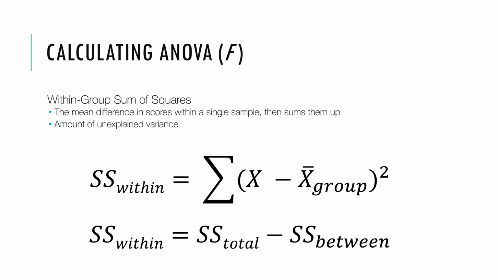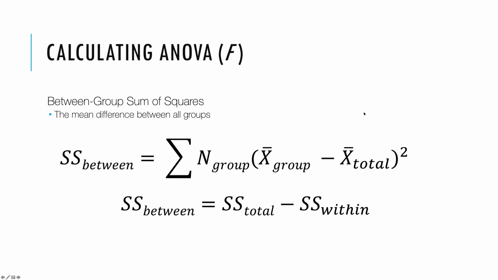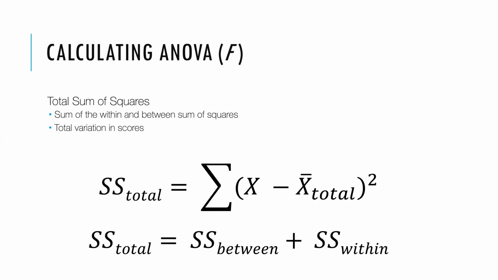Because we don't know what's accounting for somebody's raw score overall and the spread to account for the mean income for that group. So unexplained because we don't know what contributes to each person's score. But when we compare the groups, we're saying the reason is the grouping. And then between groups, it's just the mean difference between all of the groups. And then total variation is just a summation of between and within.